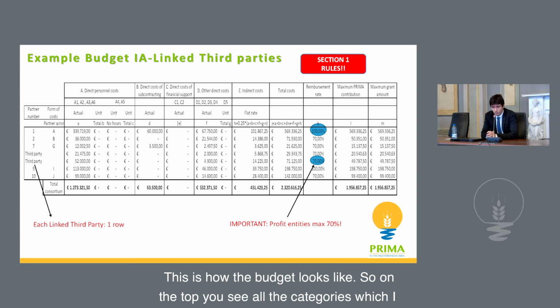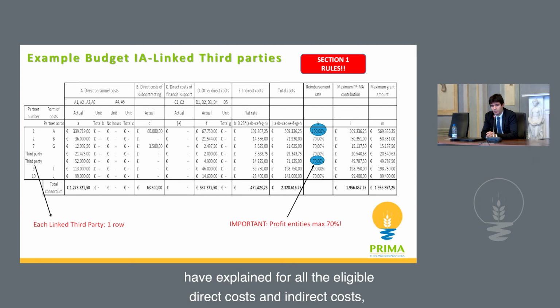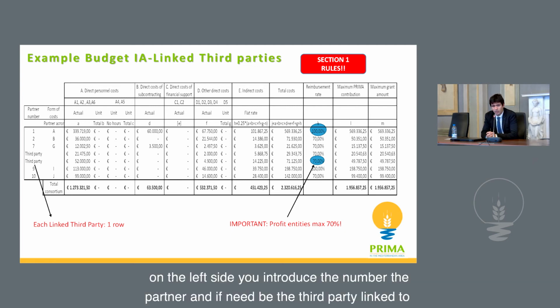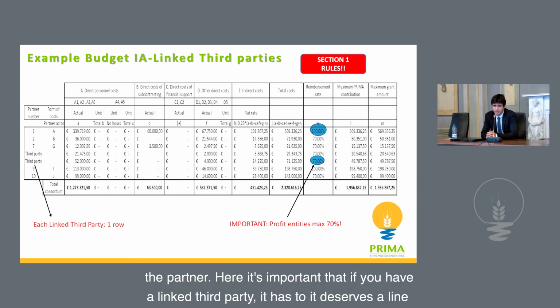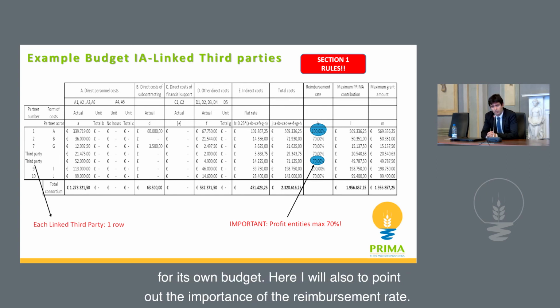On the top, you see all the categories which I have explained, for all the eligible direct costs and indirect costs. On the left side, you introduce the partner, and if need be, the third party linked to the partner. Here it's important that if you have a linked third party, it deserves a line for its own budget.